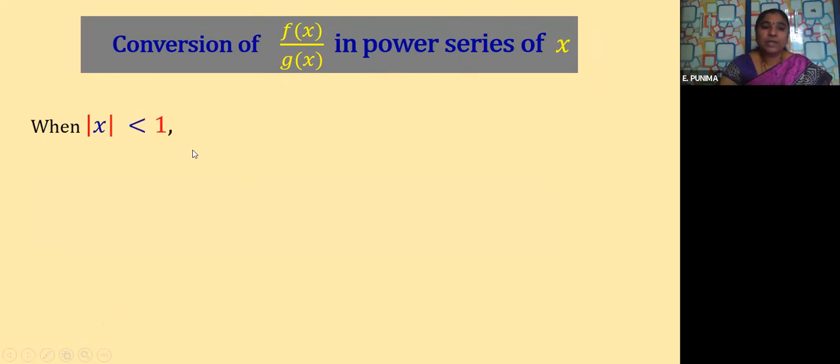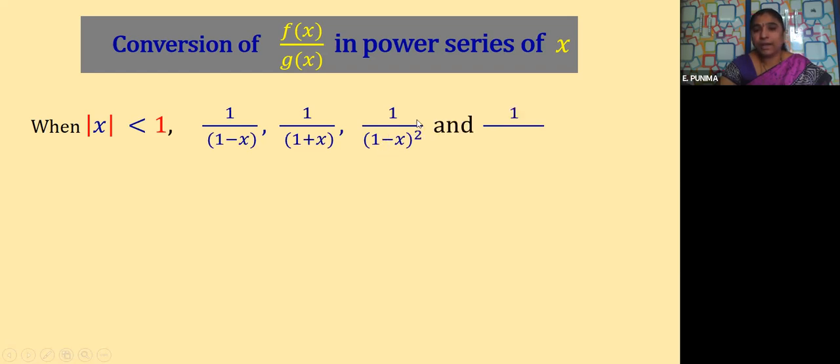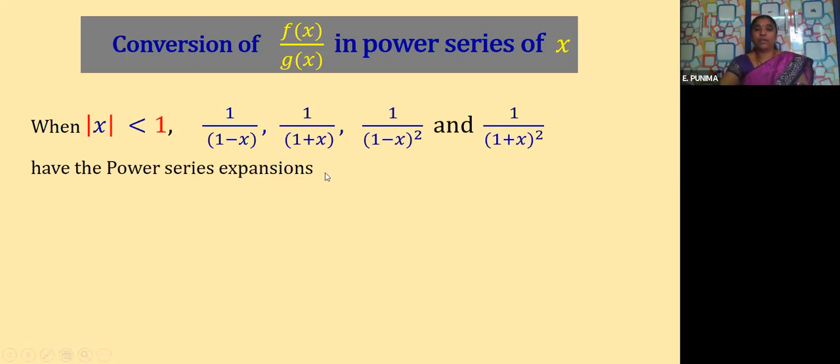When mod x is less than 1, 1 by 1 minus x, 1 by 1 plus x, 1 by 1 minus x whole square, and 1 by 1 plus x whole square have the power series expansions. What does it mean? When mod x is less than 1, all these terms have power series expansions.